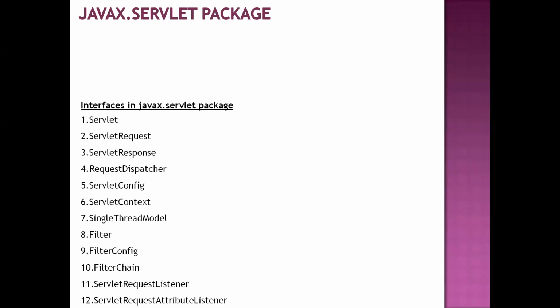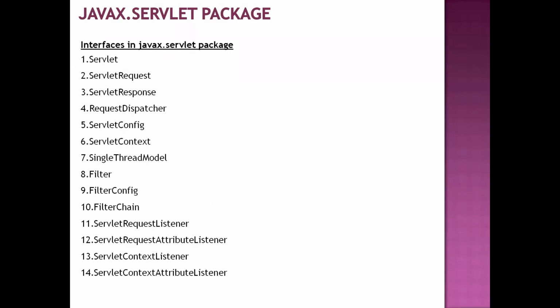Okay, I'll explain. See, these are the 14 interfaces available in the servlet package: Servlet interface, ServletRequest, ServletResponse, RequestDispatcher, ServletConfig, ServletContext, SingleThreadModel, Filter, FilterConfig, FilterChain, ServletRequestListener, ServletRequestAttributeListener, ContextListener, ContextAttributeListener. All these are the interfaces available in the servlet package.